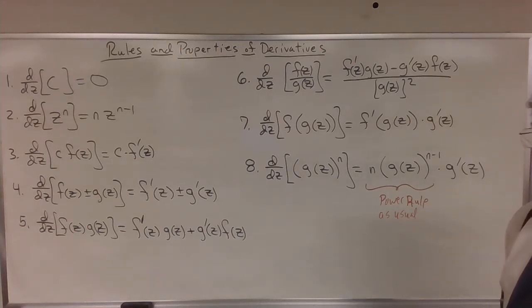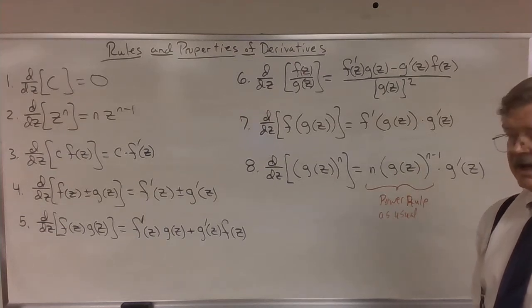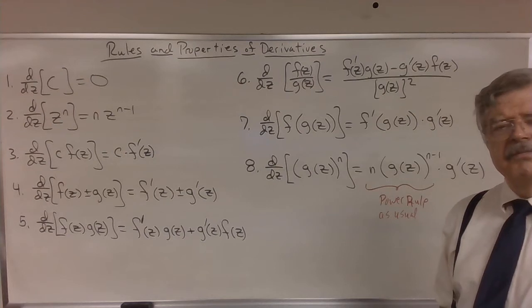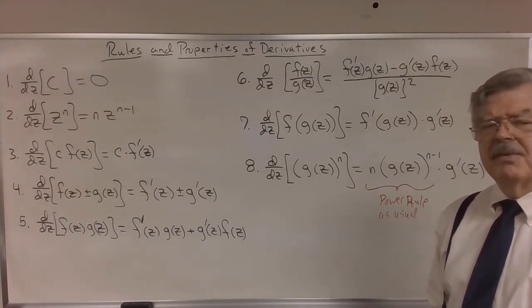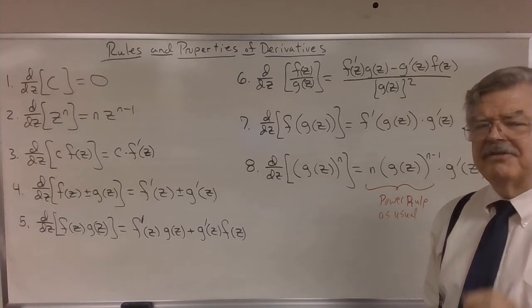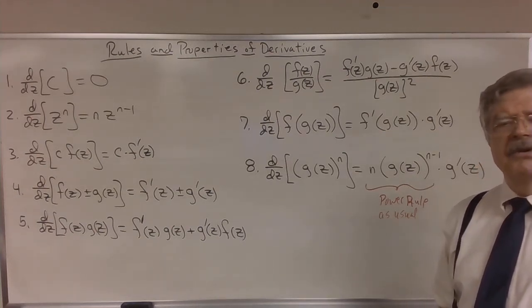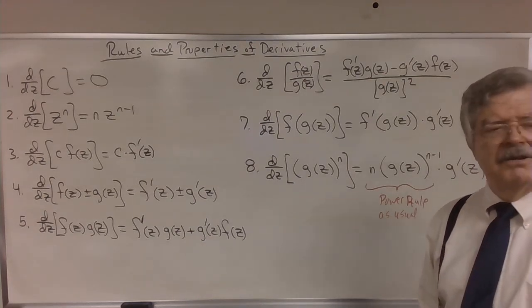Now there's a result from calculus, a classic result, that also holds in complex analysis. And essentially that result is this. If a function is differentiable, in other words, if its derivative exists, then that function is also continuous. Let's take a look at that.